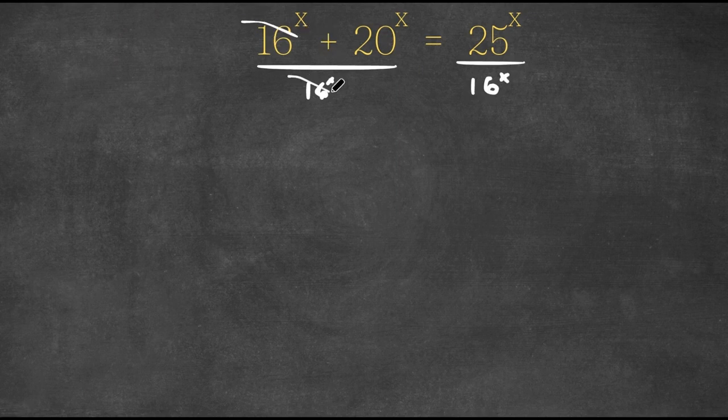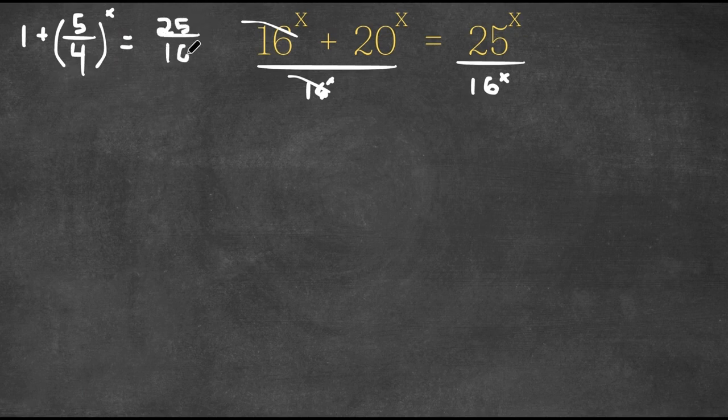So these two would cancel out, and on our left-hand side we have 1 plus 20 over 16, which is 5 over 4, to the power of x, is equal to 25 over 16 to the power of x.